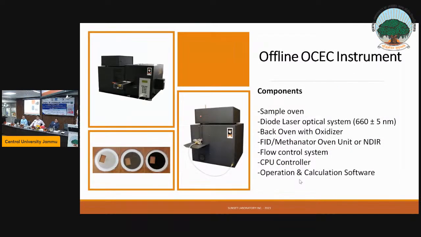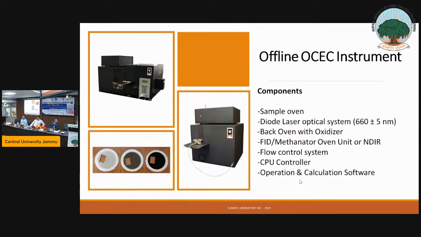So this is what a typical OCEC instrument from Sunset Lab would look like. There are other models and other manufacturers, but this is kind of the basic, let's call it. It consists of a sample oven, some sort of laser. We use a diode laser; there are helium-neon lasers and other versions available. Then a back oven oxidizer, and something to detect your carbon: a methanator and FID combination unit, or an NDIR.